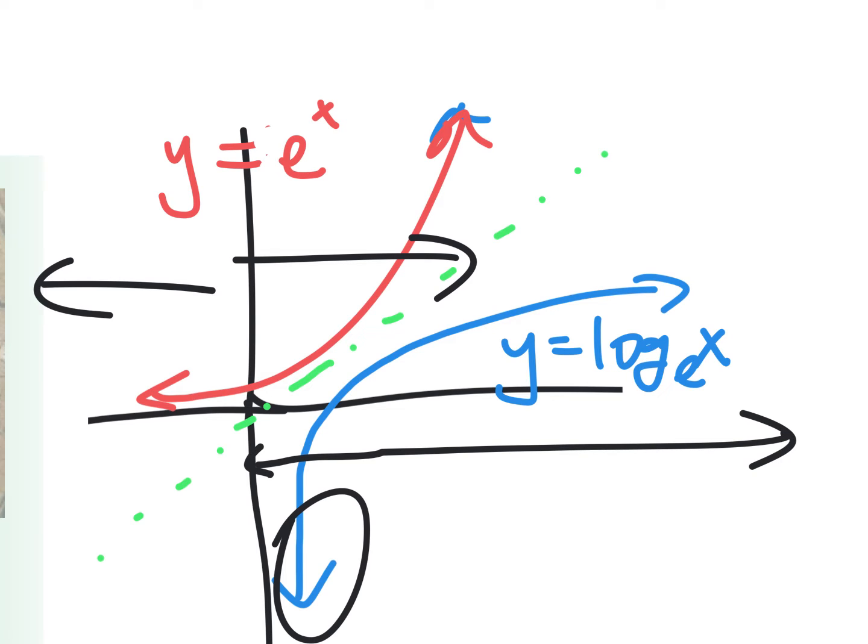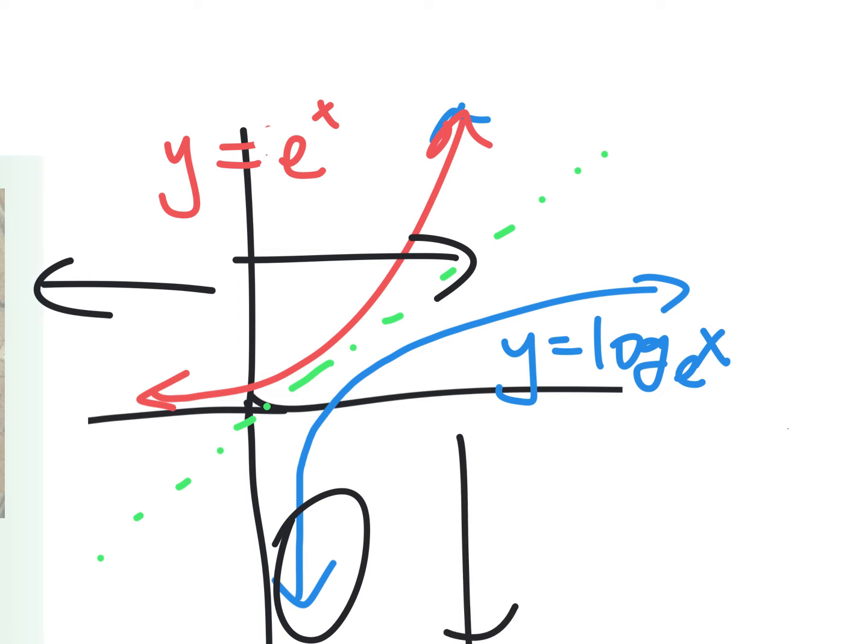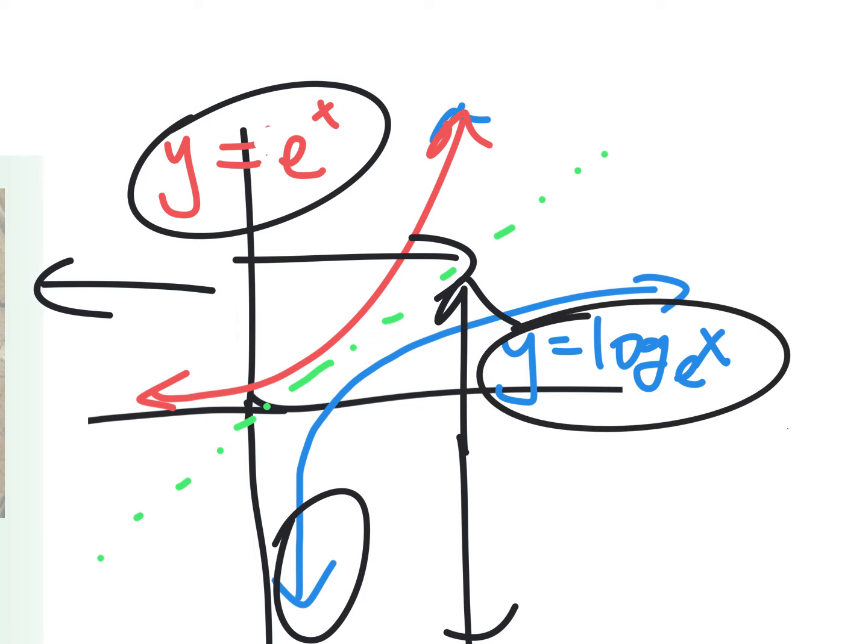So the domain of this one was all reals. That means the range of this one is all reals. Does that ring a bell? The domain of the one function becomes the range of the other. This one, the blue one, goes forever in both directions this way. So the domain of the red one becomes the range of the blue one. They're both all reals.